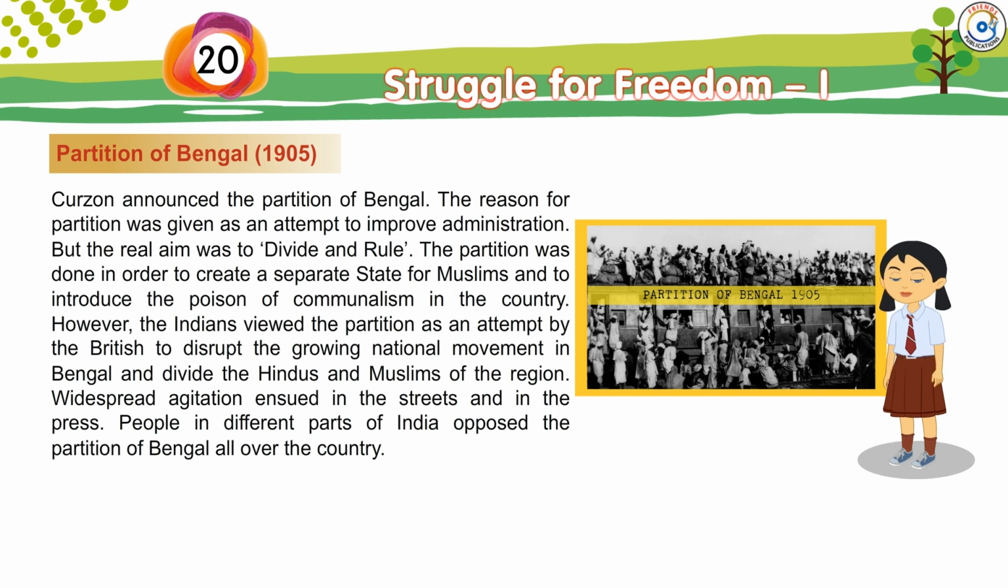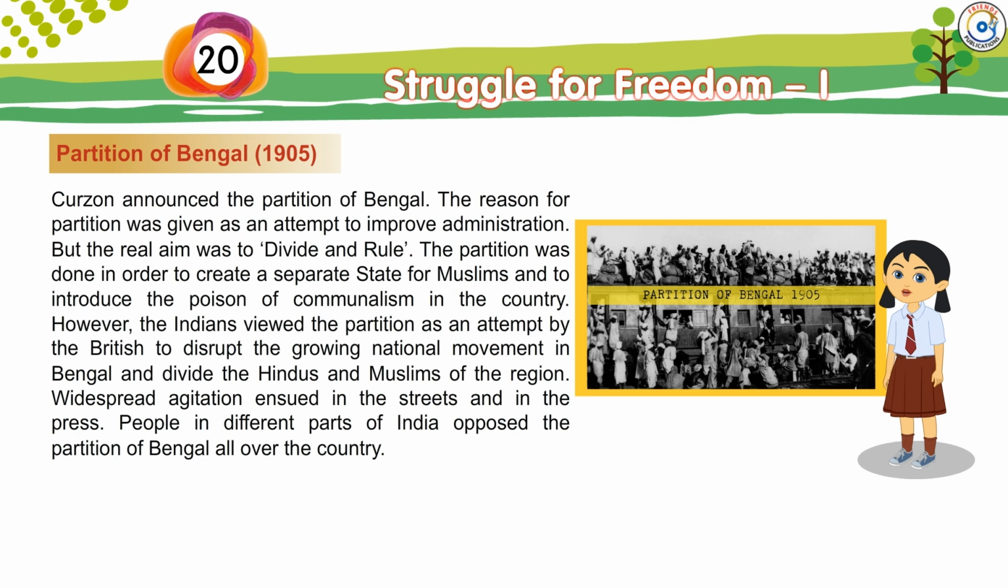The partition was done in order to create a separate state for Muslims and to introduce the poison of communalism in the country. However, the Indians viewed the partition as an attempt by the British to disrupt the growing national movement in Bengal and divide the Hindus and Muslims of the region.